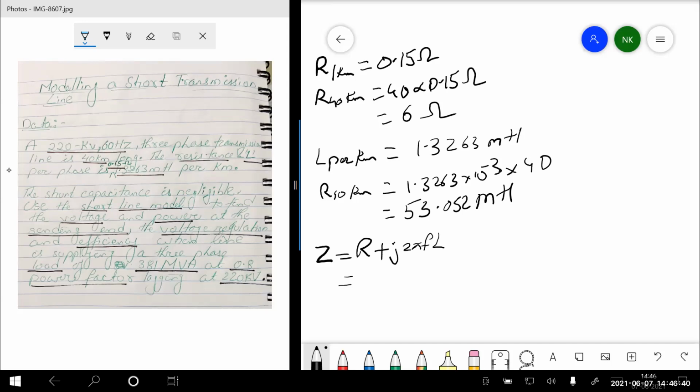This is your L value, what you are talking about. Okay, you have to, what is your Z? Z equals R plus jXL, right? You have to calculate XL. So F will be 50 hertz, sir? It is given 6. j 106.104 pi into 10 to the power minus 3.